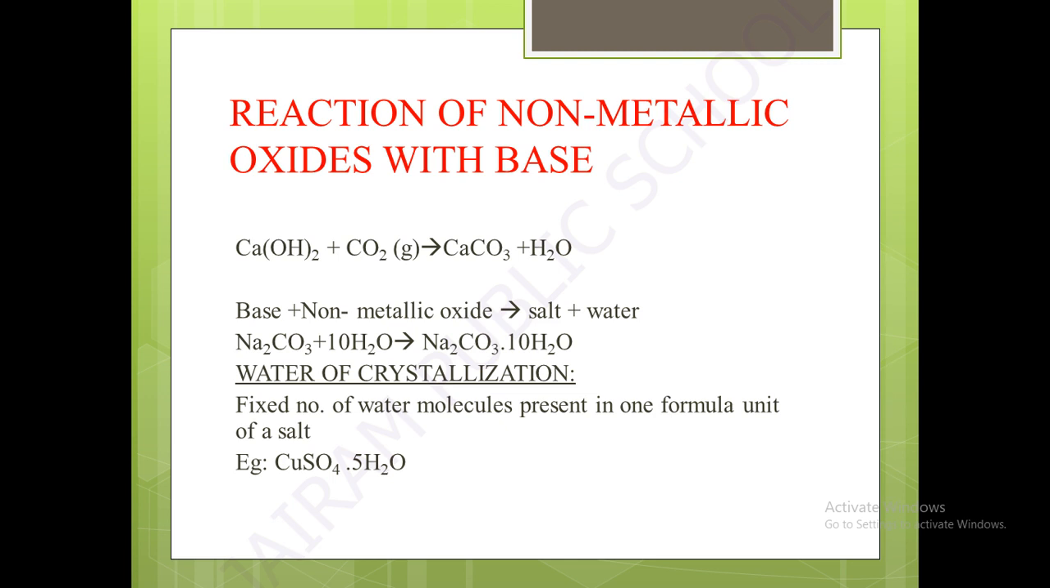Okay, our next topic, after the previous topic of metallic oxides reacting with an acid, is reactions of non-metallic oxides with base. Here we can write a general equation: when a non-metallic oxide reacts with a base, it will produce salt as well as water. I am going to take a non-metallic oxide, carbon dioxide, and the base I am taking is calcium hydroxide. The products obtained are again salt and water, that is calcium carbonate as well as water. So these are the reactions of metallic oxides with acid and non-metallic oxides with base.